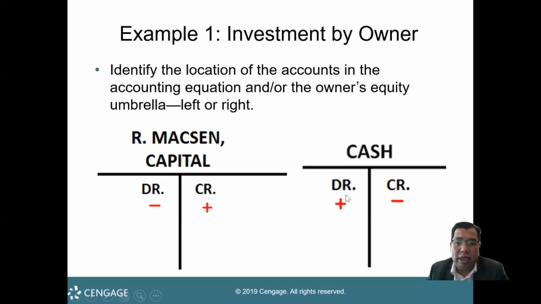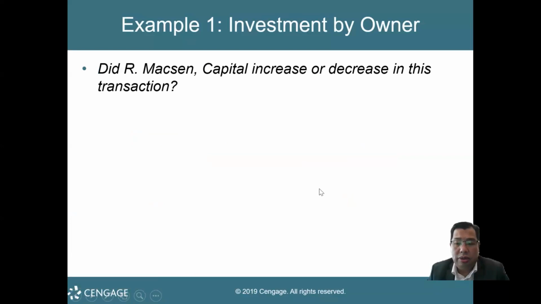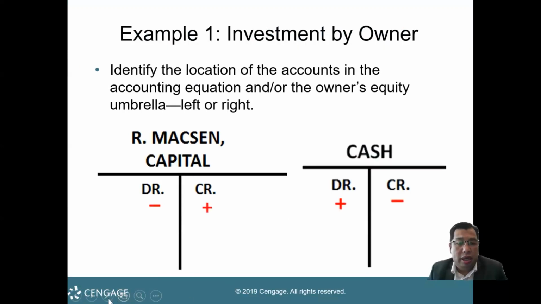So for an increase in asset, what you should do is debit. Increase in assets is debit, whereas increase in capital, you should credit. So this is the effect. If you look at the formula or equation that I showed you earlier, increase in cash, you're going to debit, whereas increase in capital, you're going to credit.